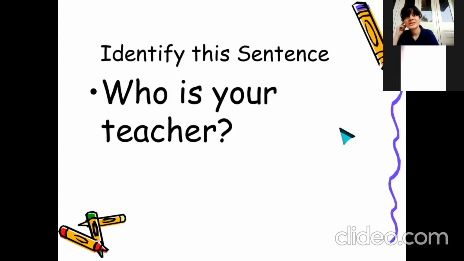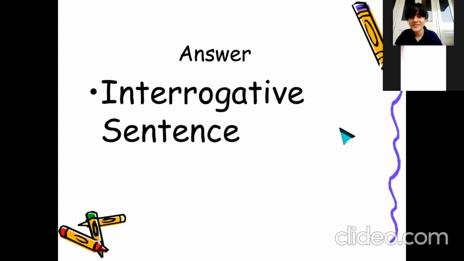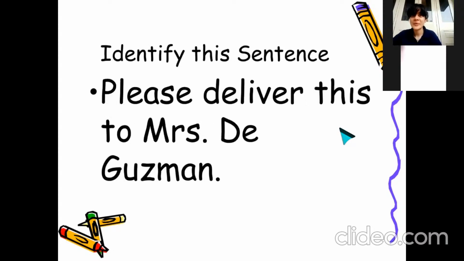Amazing, you guys. Identify this sentence. Who is your teacher? What type of sentence is this? It has a question mark. It is asking a question. So, the type of sentence is, yes, you got it right. Interrogative sentence. Amazing.